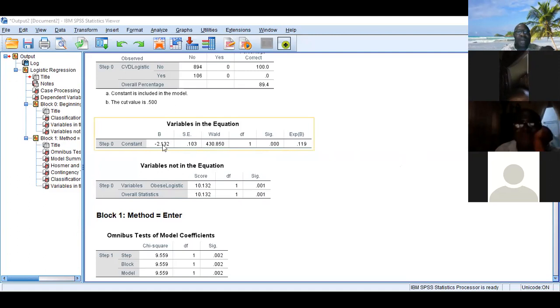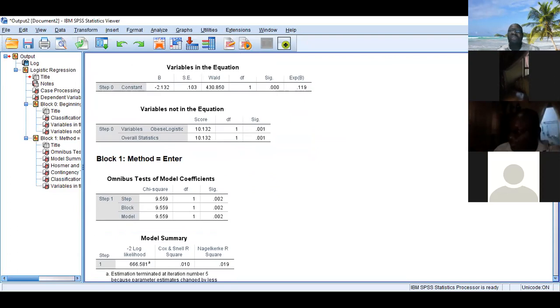If you calculate the antilog of this regression coefficient, the constant B0, it gives you 0.119. Exponent. That is the odds ratio. That was what Professor Tokyo was asking yesterday, how do you interpret it? That one is just for you to know, because it's not going into the interpretation.